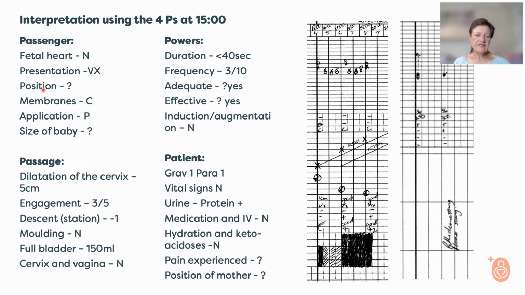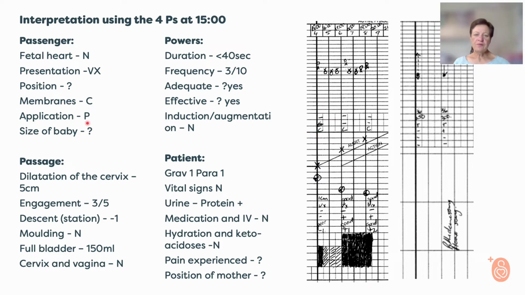It's still a vertex presentation. We still don't know what the position is. We need to find out; it's important. But we also see now that the membranes have ruptured and that the liquor is clear. Now, what was very important the previous time that we did our assessments, we saw that the head was quite high. The head was 4/5 above the brim, and the application is poor.